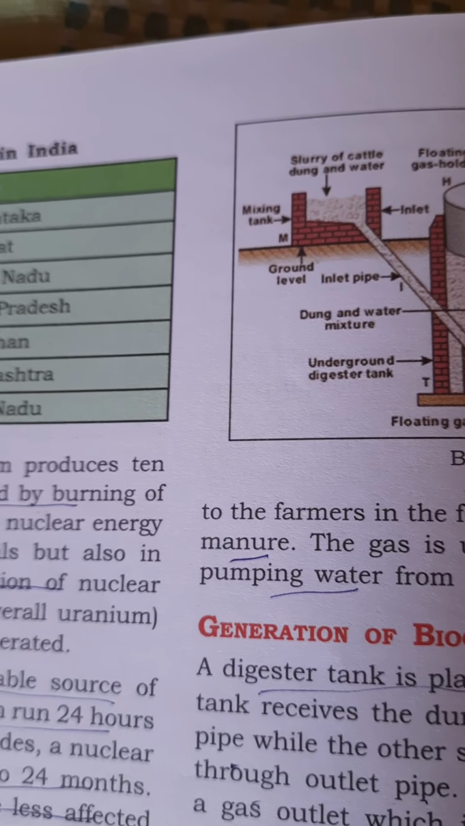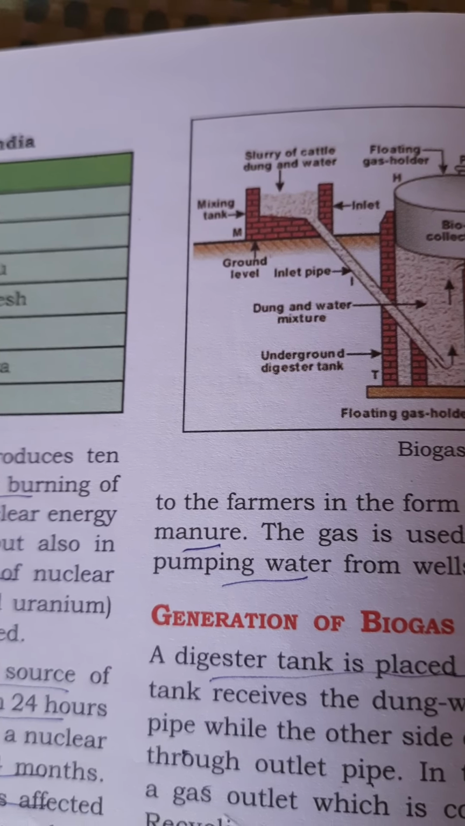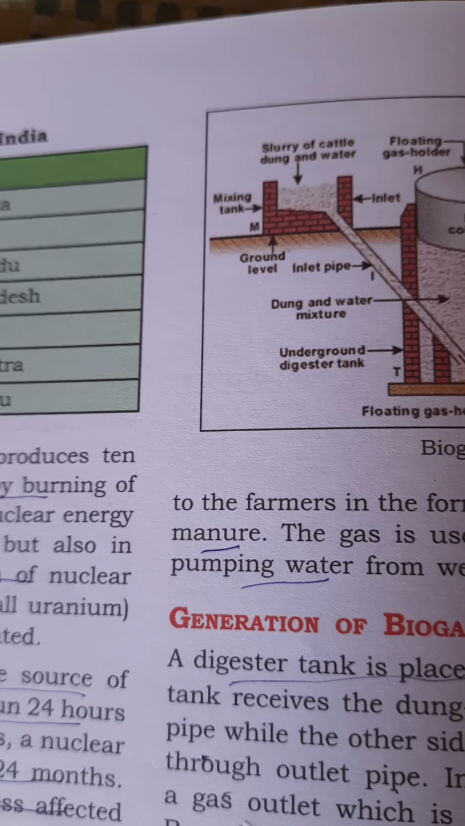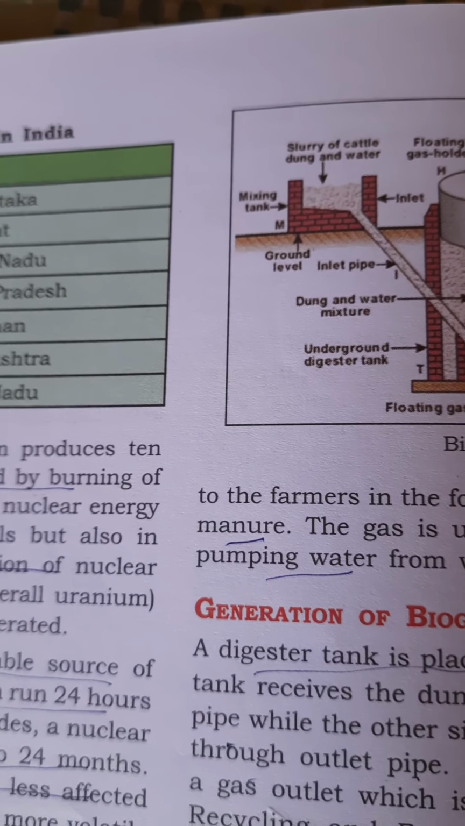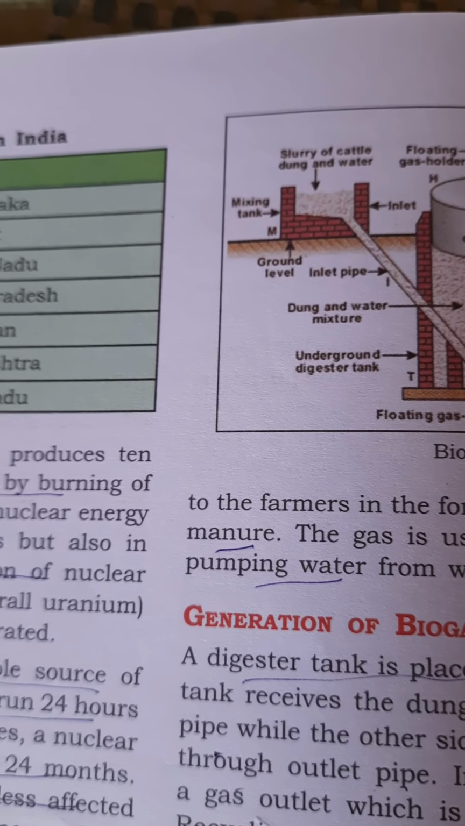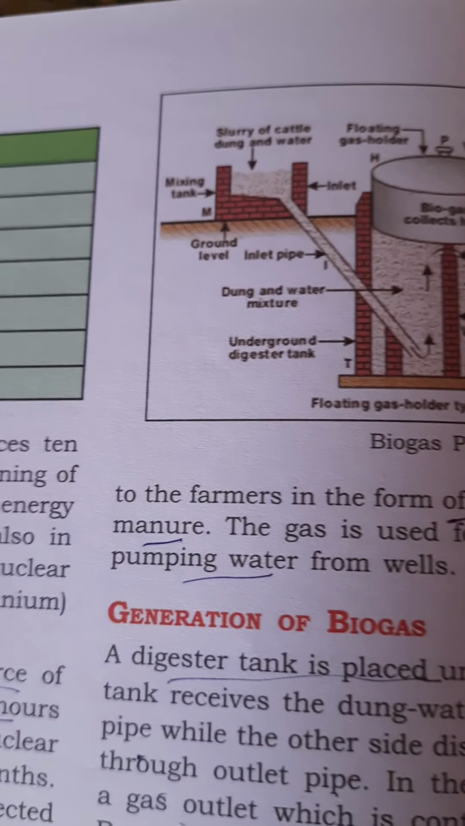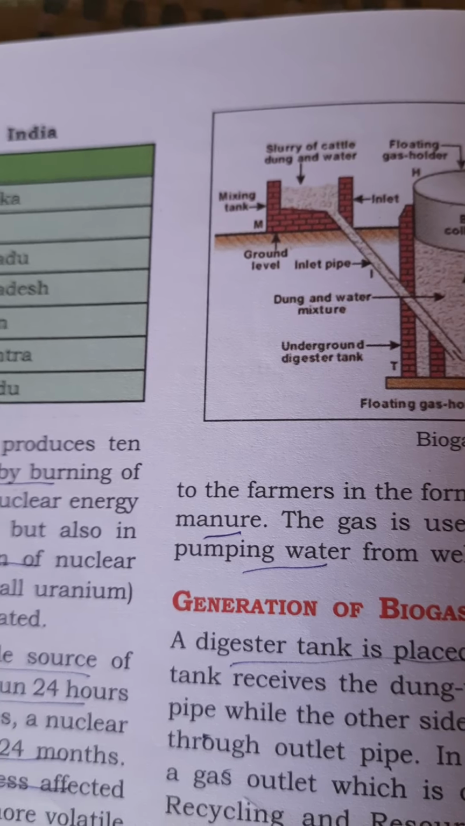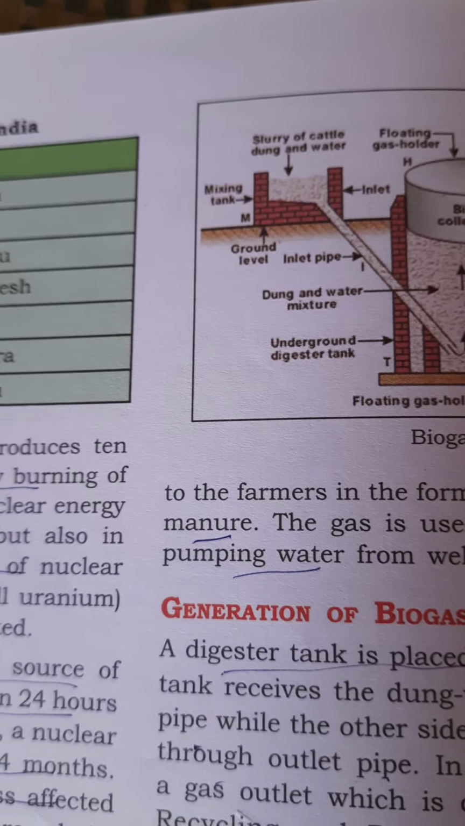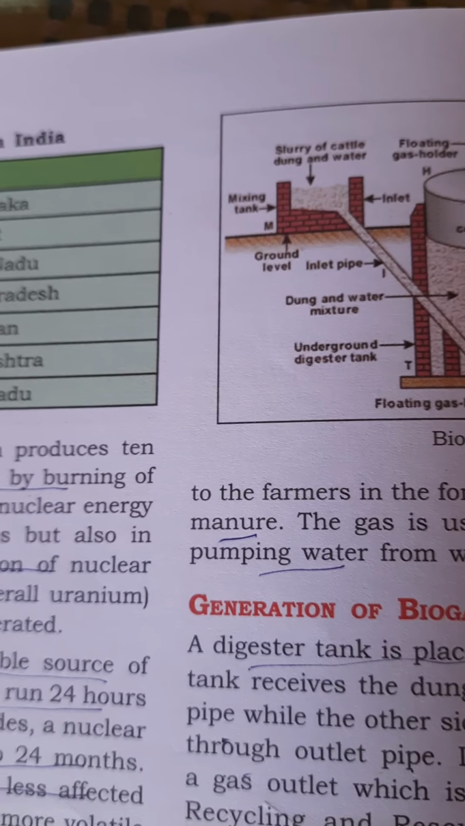Now, what are the advantages of biogas? It is a clean, non-polluting and cheap source of energy. And there is direct supply of gas from the plant, so there is no storage problem. You don't need any storage to keep the gas. Once the gas is produced, it is used directly. And the sludge, the slurry, that is the residue left behind, provides a rich fertilizer containing bacterial biomass. All right, it provides rich organic manure.